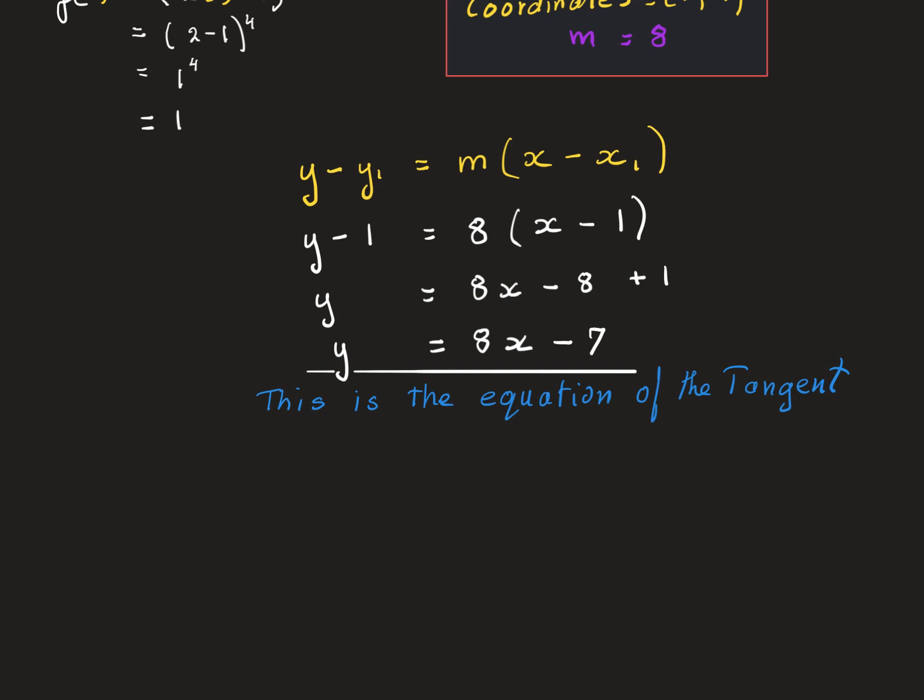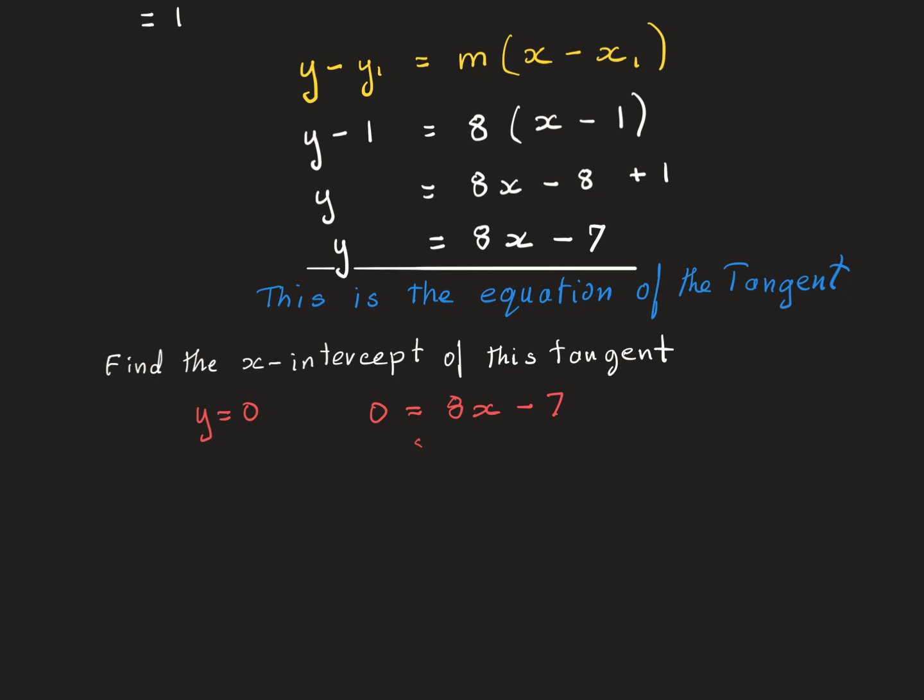Now, if I were to ask you to find the x-intercept of this tangent, that is, where does this tangent cross the x-axis? Well, it only crosses the x-axis at y equal to 0. So if we made that equation 0 and evaluated it for x, we find that 8x is equal to 7, and we find that it crosses when x is 7/8.